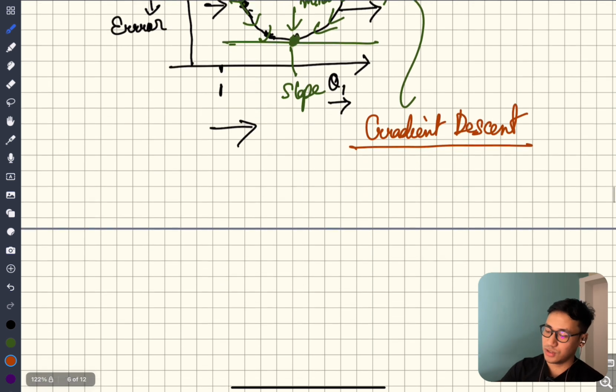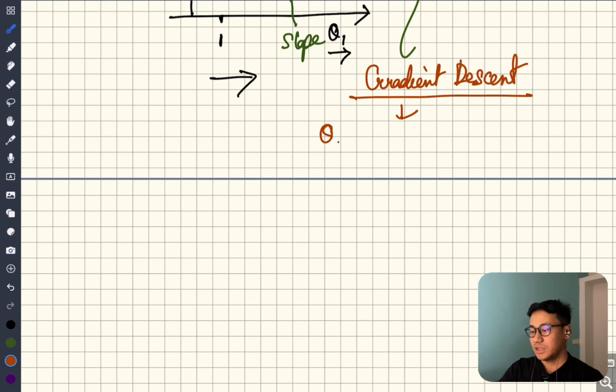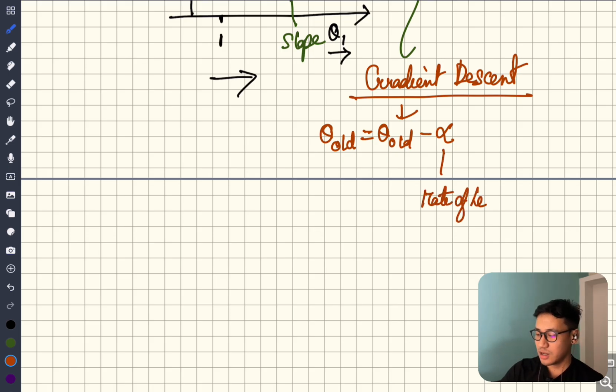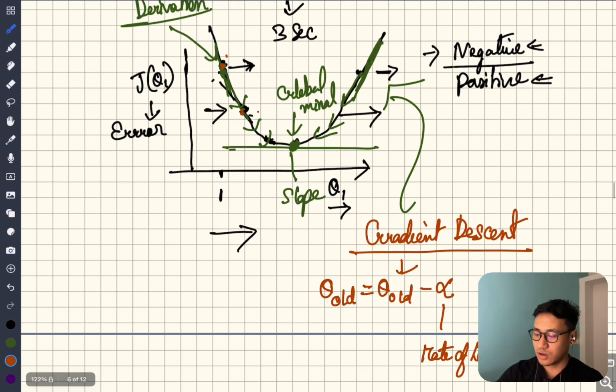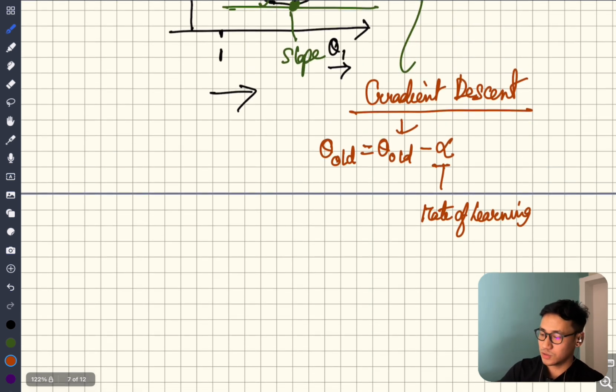It has one formula. Let me write down the formula. Theta can be theta 0 or theta 1. Theta 0 means intercept, theta 1 means slope. So this is old theta, whatever theta I am assuming. So: new theta equals old theta minus alpha. Alpha is the rate of learning, how fast you are moving. From here you can jump directly to here, or you can move slowly. How fast it will change is defined by alpha.